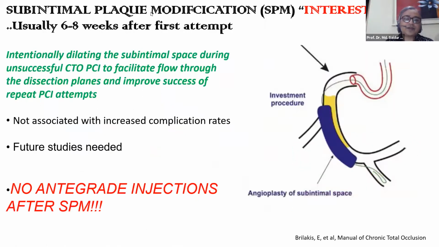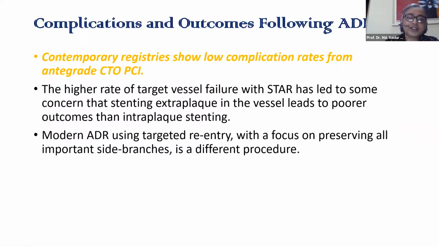And the other one is very interesting, but sometimes we do it even inadvertently: subintimal plaque modification, SPM, intentionally dilating the subintimal space during unsuccessful CTO PCI to facilitate flow through the dissection planes and improve success of repeat PCI items, especially 6 to 8 weeks after. Then you will see some macro channels have appeared. But while doing that, it's better not to give too many antegrade injections after SPM, even not at all, because that will cause extension of the hematoma.